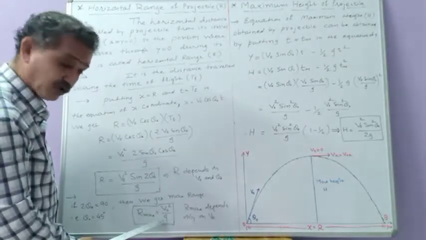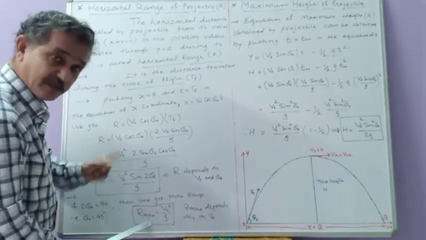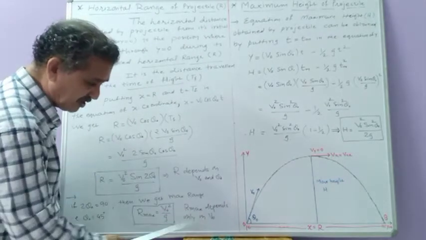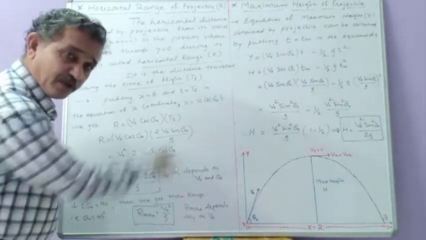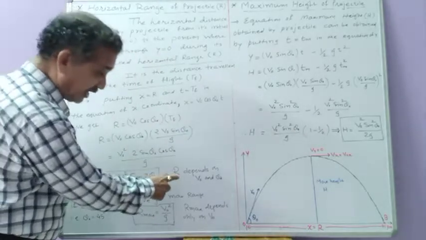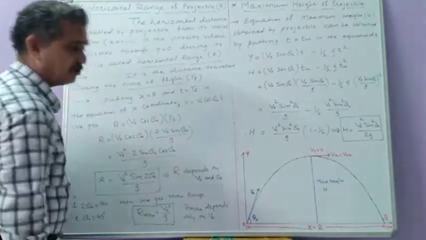So this g is constant 9.8, V0 is initial velocity, so maximum range depends on what? So maximum range depends only on the initial velocity with which the object has been projected. But range depends on V0 and theta 0, and R max depends only on V0.